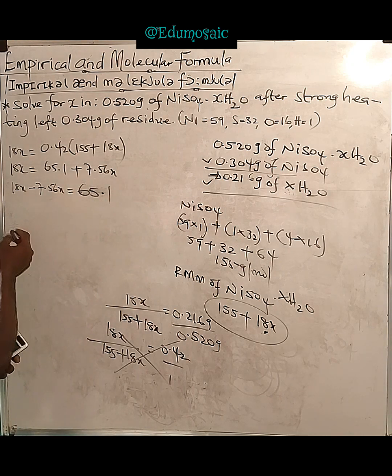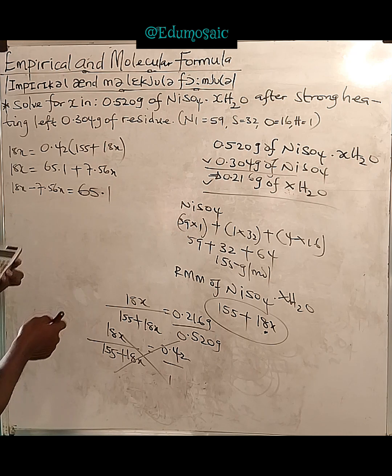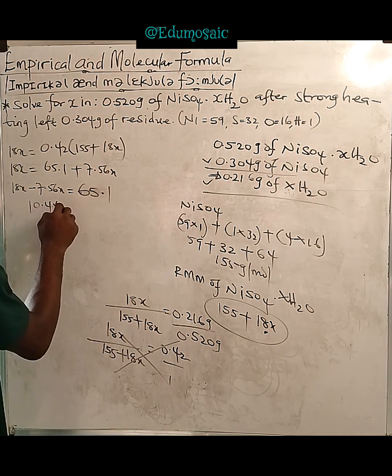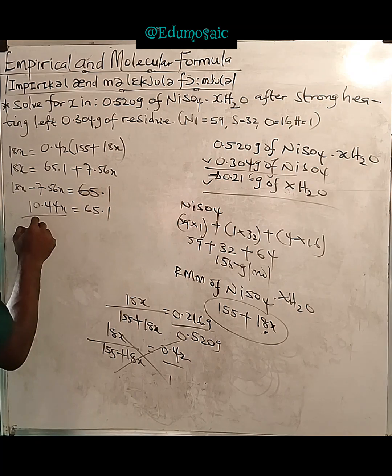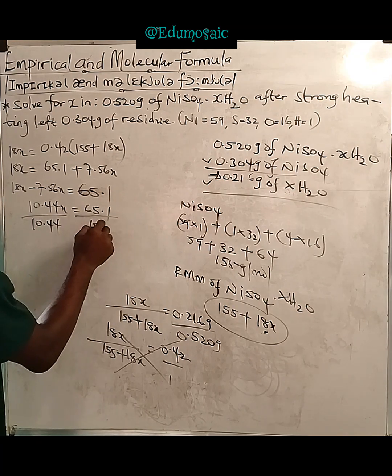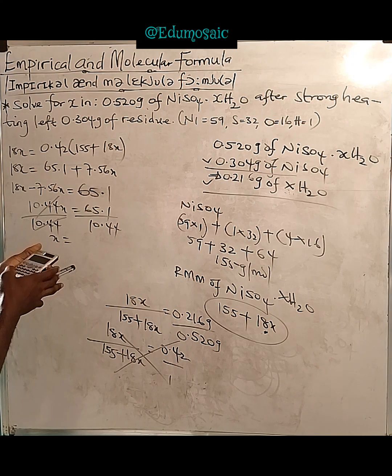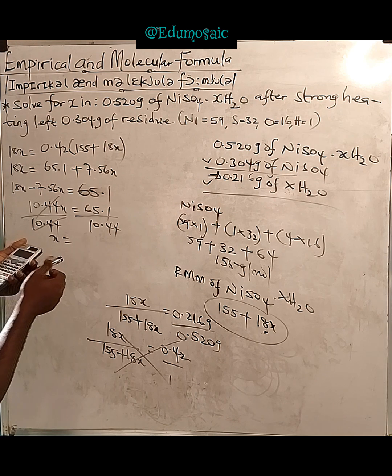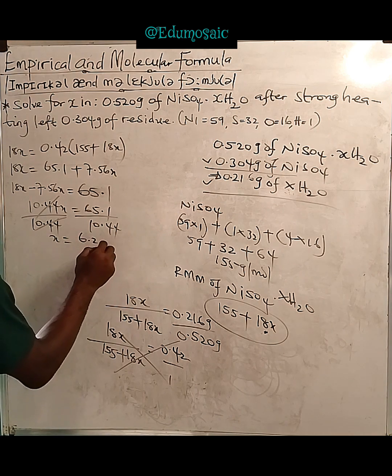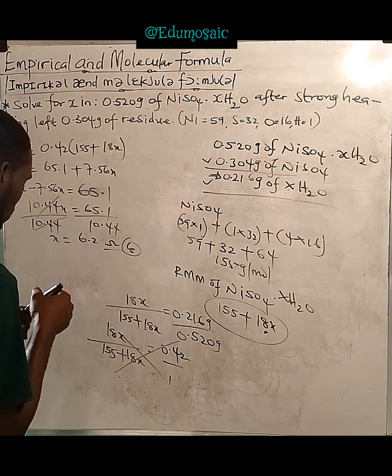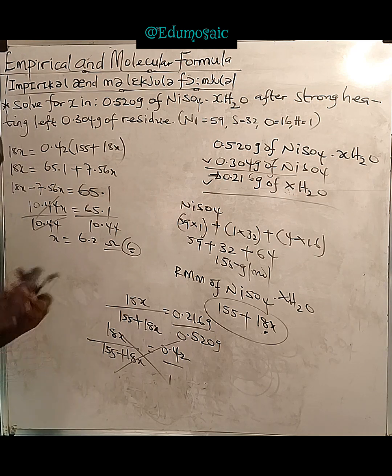So 18x minus 7.56x, that will give us 10.44x equals 65.1. Divide both sides by 10.44. The x is 65.1 divided by 10.44, 6.2, which is approximately 6. It's still the same result, as simple as ABC.